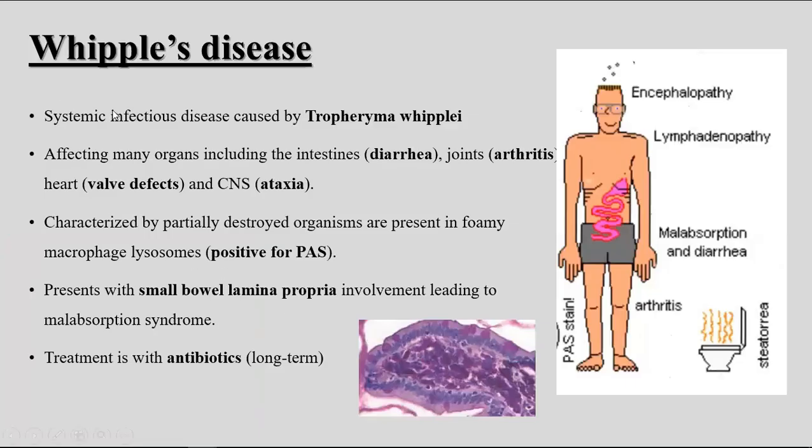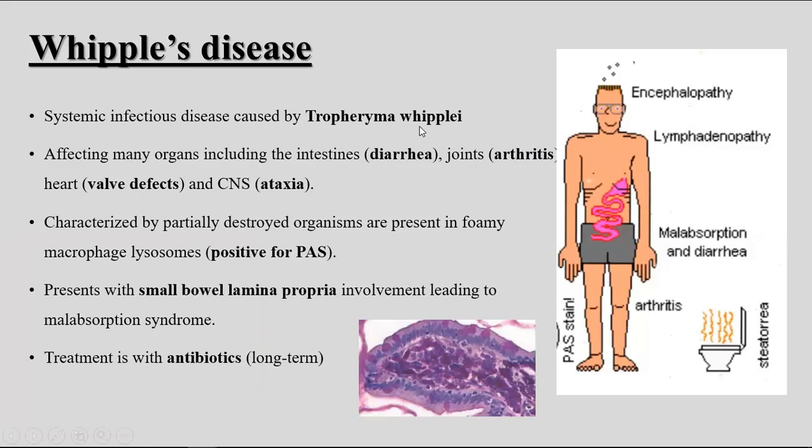You have Whipple's disease. Whipple's disease is a secondary malabsorption syndrome where you have a systemic infection with Tropheryma whipplei. And because it's a systemic infection, it affects the intestines, causing diarrhea. It would affect your joints, where it is very commonly associated with arthritis. In the heart, it can cause valve defects, and when it affects your CNS, it can cause myoclonus or ataxia.